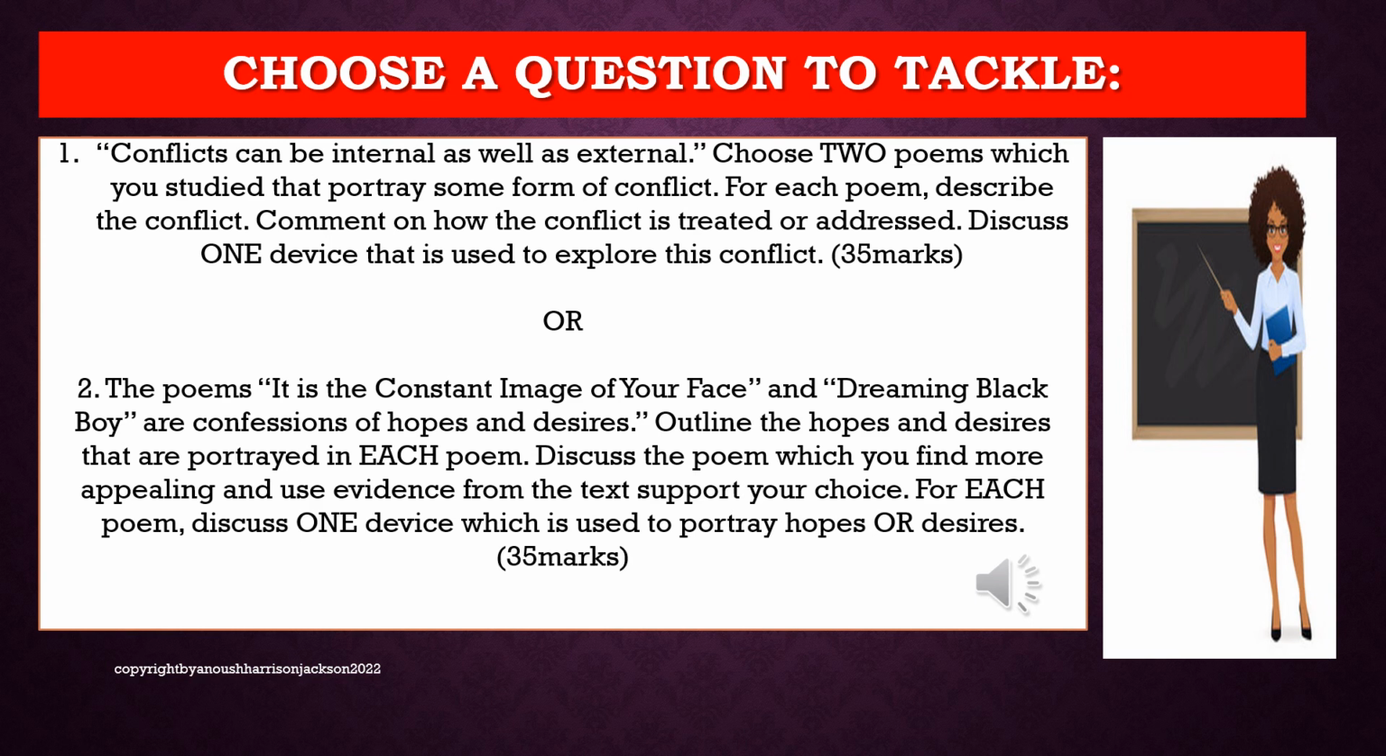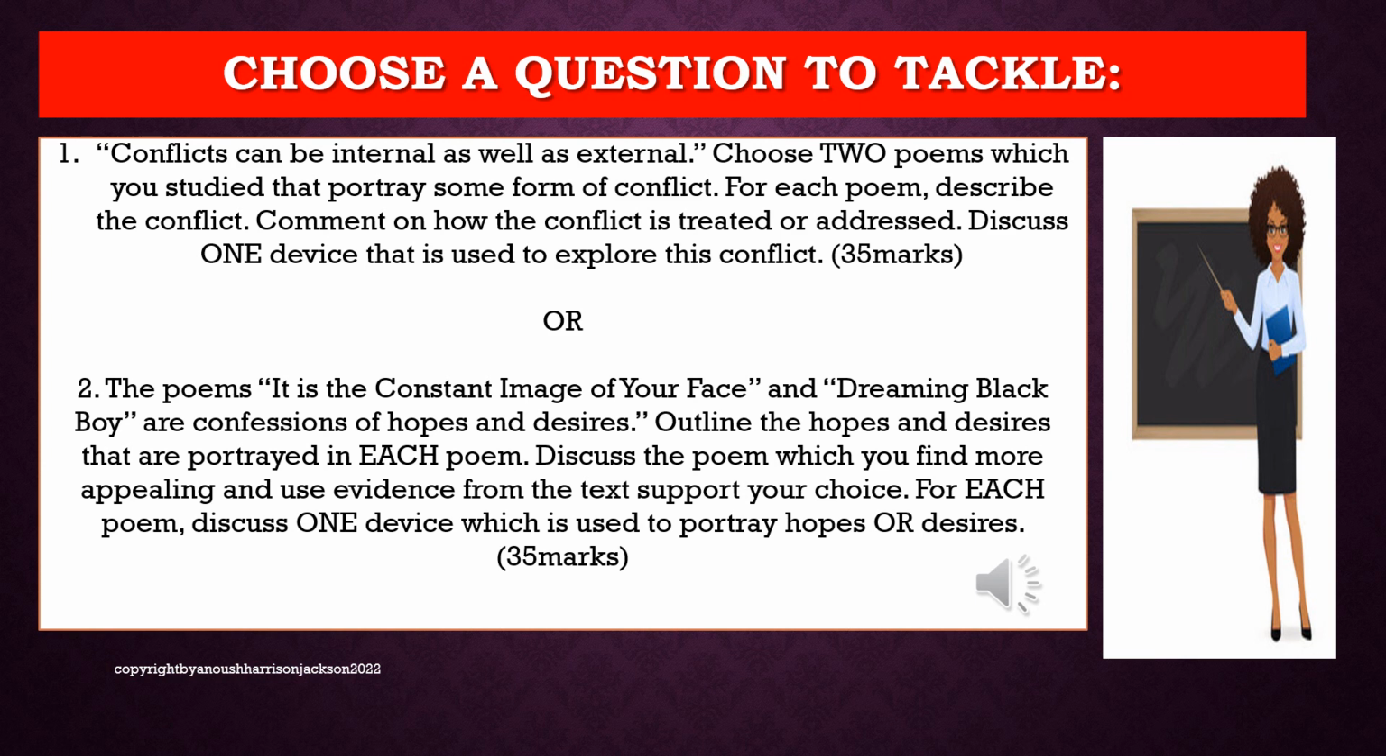So you would have an introductory paragraph, at least two to four body paragraphs, and your concluding paragraph. So you're looking at roughly five or six paragraphs for your essay. So note the key terms. Conflicts can be internal or external. Choose two poems which you have studied that portray some form of conflict. For each poem, describe the conflict, comment on how the conflict is treated.